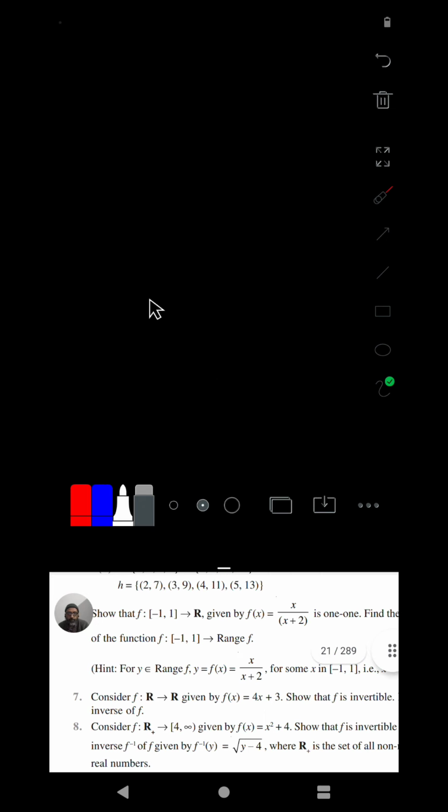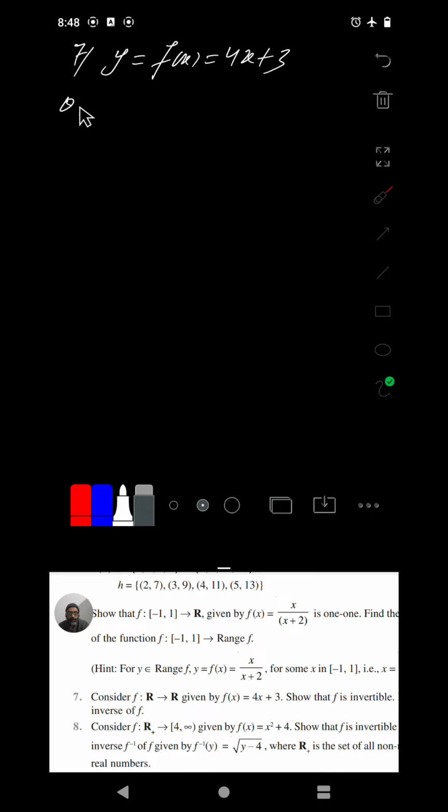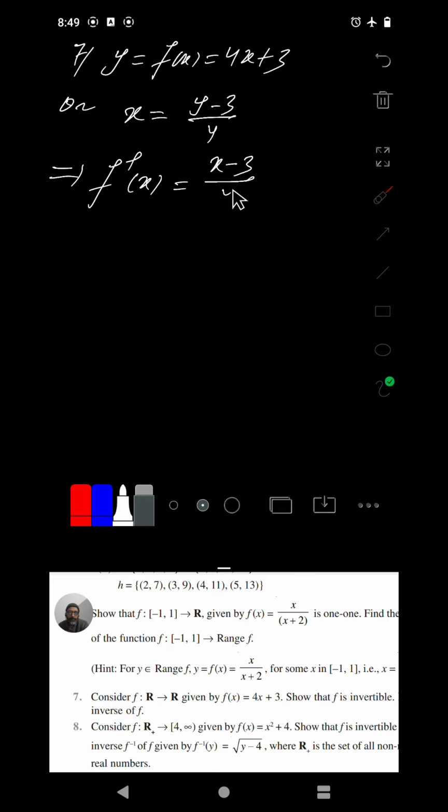Find the inverse of f. The second part of question number 7. So y is equal to f(x), that is y is equal to 4x plus 3, and as we have x is equal to (y minus 3) upon 4, here replacing x by f inverse x and y by x, we get (x minus 3) by 4. So required inverse of the function is (x minus 3) upon 4.